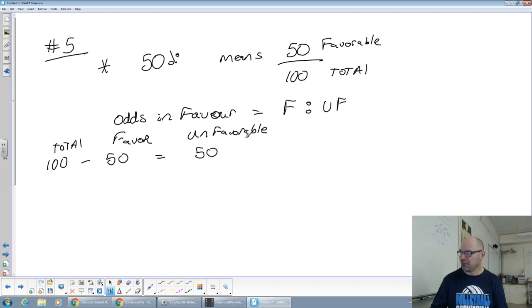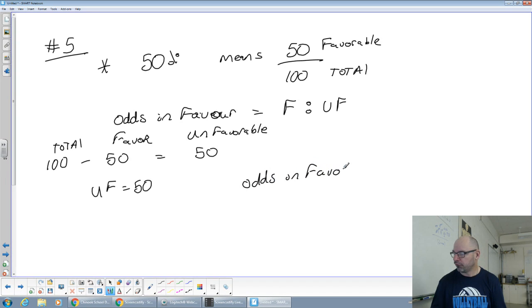So we know that the unfavorable is 50. So unfavorable equals 50. Favorable equals 50. So the odds in favor are going to be equal to 50 to 50. If we reduce that, that's 1 to 1.